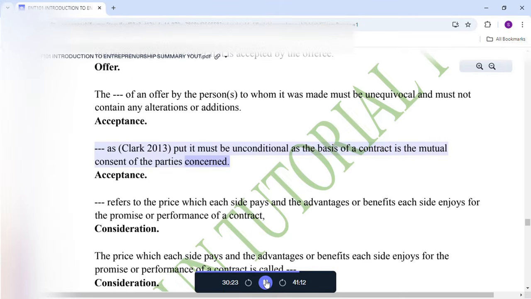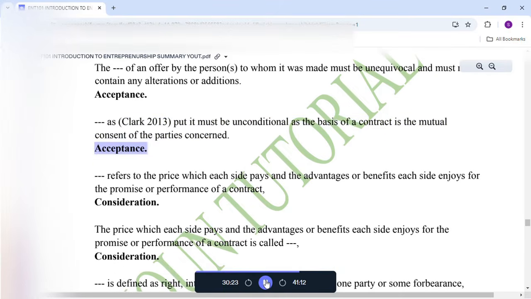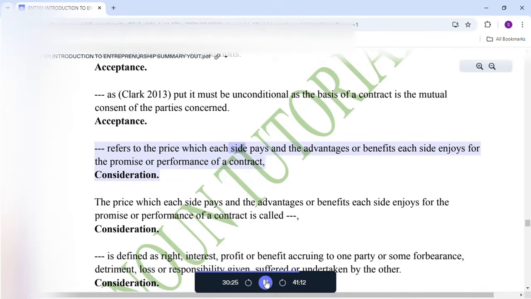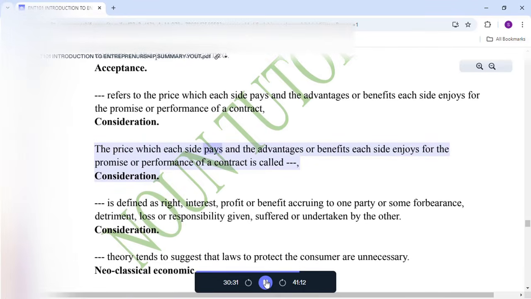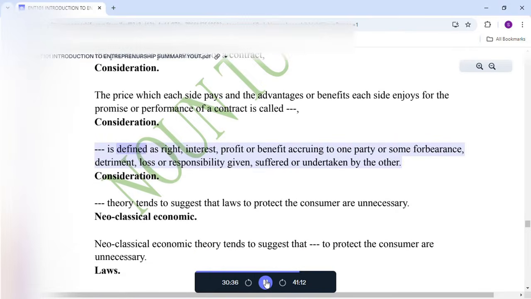parties concerned. Acceptance. Consideration refers to the price which each side pays and the advantages or benefits each side enjoys for the promise or performance of a contract. Consideration. The price which each side pays and the advantages or benefits each side enjoys for the promise or performance of a contract is called consideration. Consideration is defined as right, interest, profit, or benefit accruing to one party or some forbearance, detriment, loss or responsibility given, suffered, or undertaken by the other.